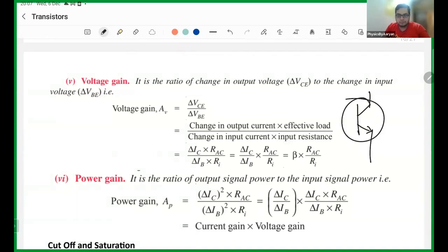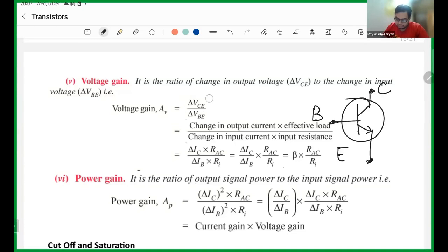In common emitter, your input voltage is what? You are applying your voltage between base and emitter. So if you increase your base emitter voltage, you can see your input voltage is base emitter and your output voltage is collector emitter. If you change your base emitter voltage and then you see how much your collector emitter voltage has changed, that actually will give you the voltage gain.